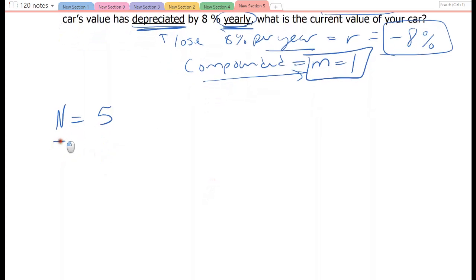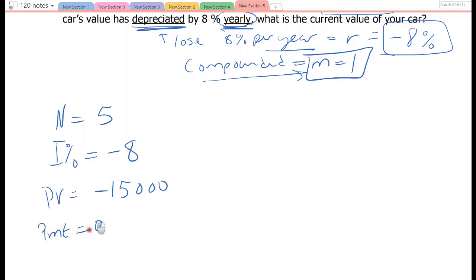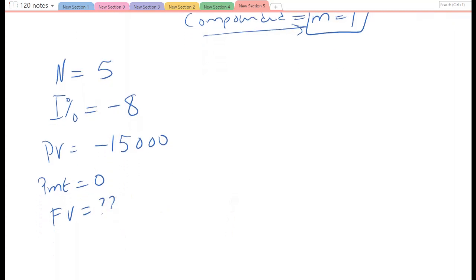That's how long. Interest, remember, you've got to put it in as a negative because you're losing 8%. Present value, you bought your car, which means you spent your money, right? You no longer have that. Its value is now in your car, so it's a negative. Payment is 0. Future value is what we're looking for. We want to know how much my car value depreciated to after 5 years. Those are both 1, right? My compounding period's 1. And so you plug them in and you solve for your future value.